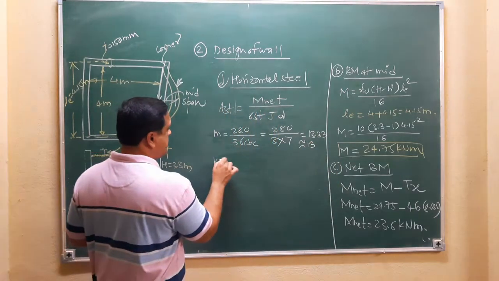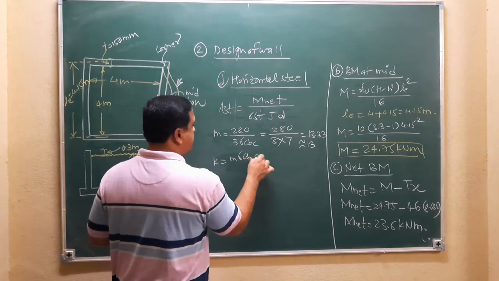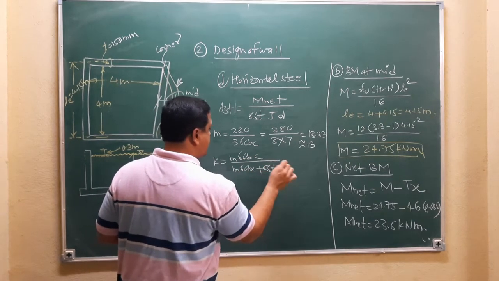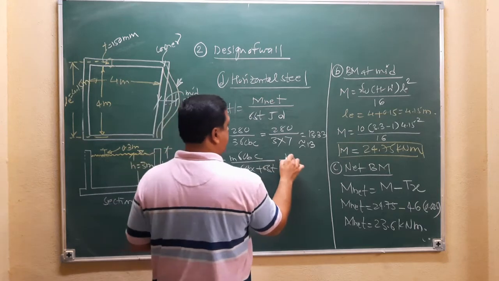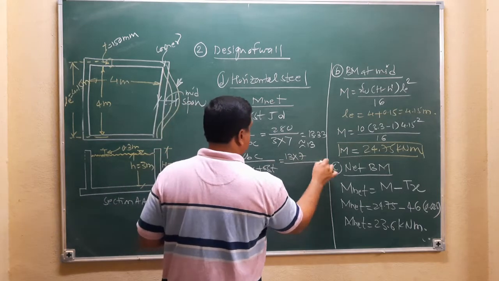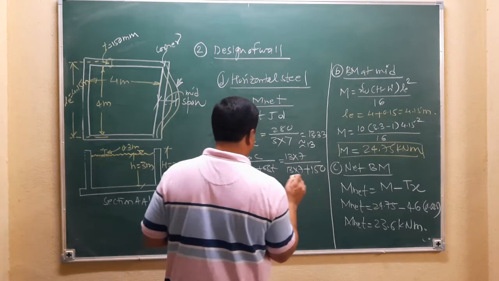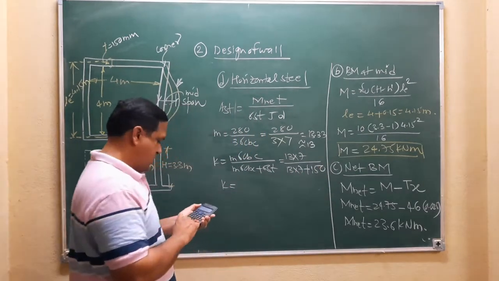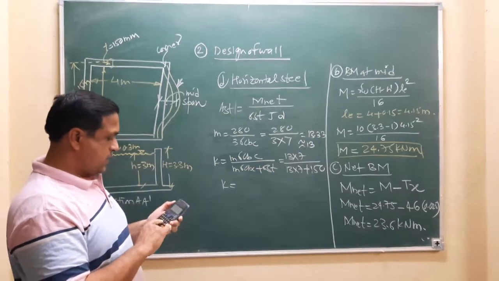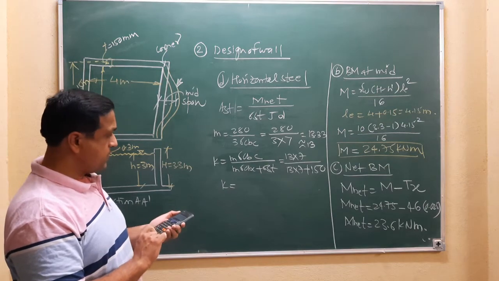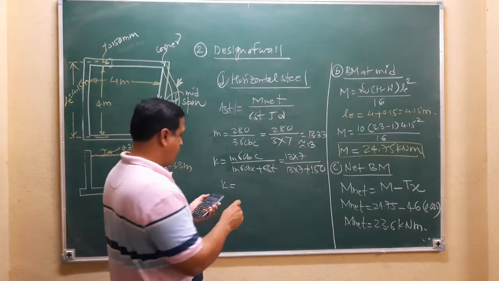Now what is the K? K is M sigma CBC divided by M sigma CBC plus sigma ST. M is 13, sigma CBC is 7, sigma ST is 150. So K is 13 into 7 divided by 13 into 7 plus 150. So this is 0.37.